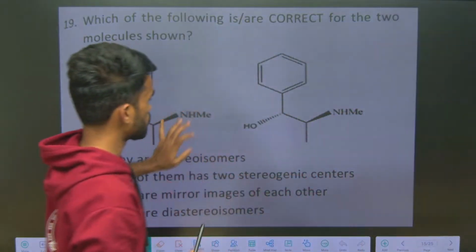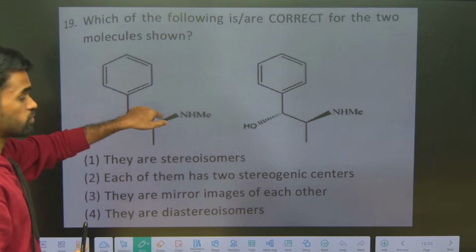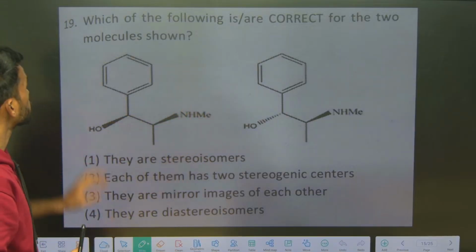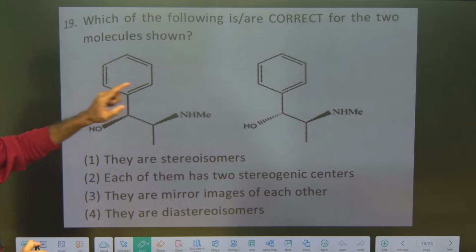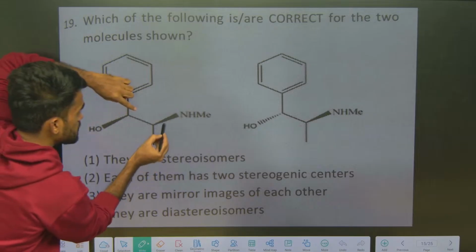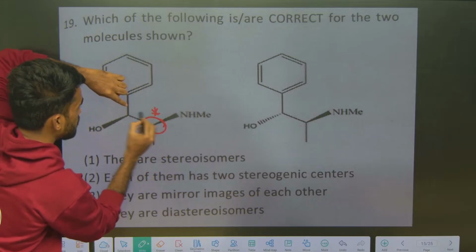Look at this question. This is 2025, last year's paper. Tell me, which one of the following is correct for the 2 molecules shown? See, look at this chiral center. This is a chiral center now. First of all, identify chiral centers.